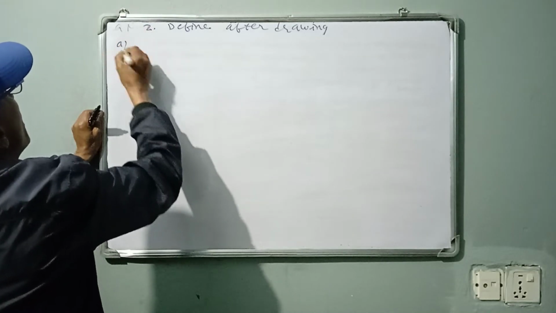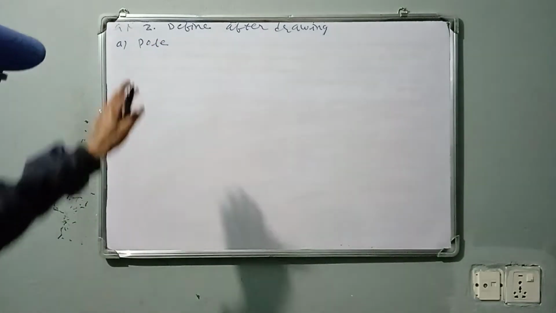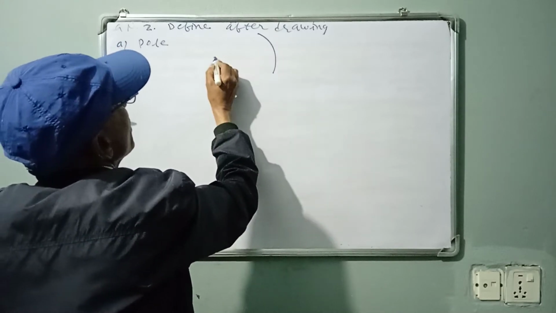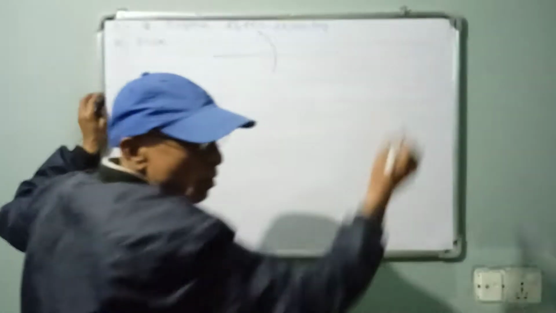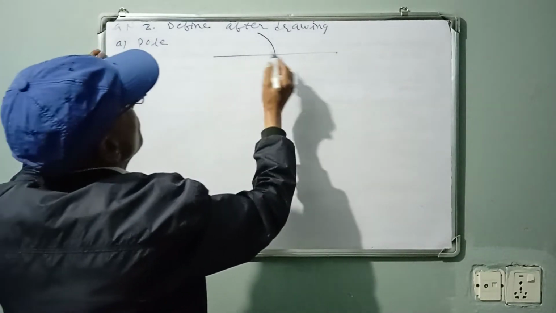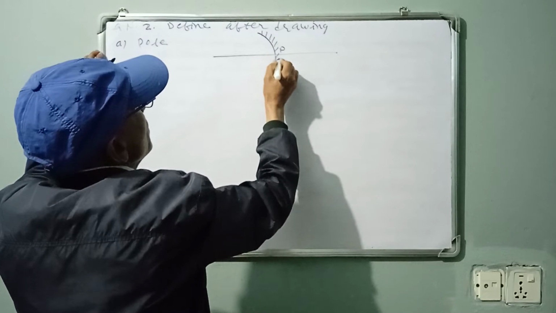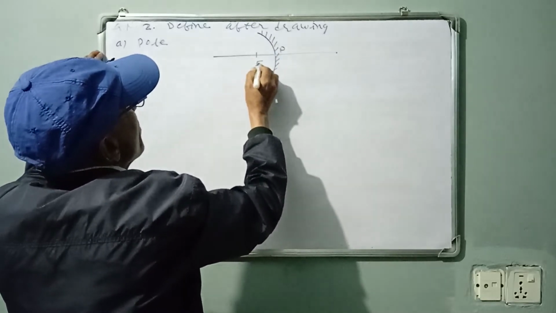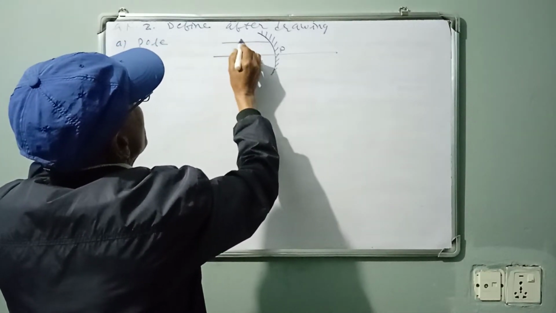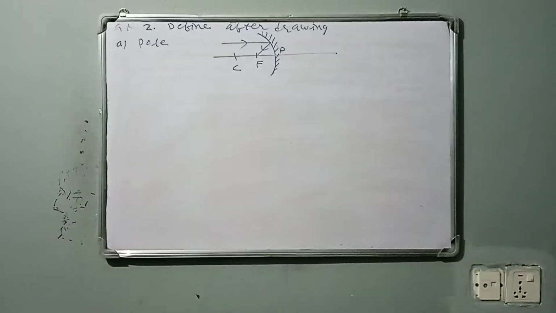Question number 2, pole. Here, the pole, first of all, let me draw a diagram of a mirror. See, this line is called the principal axis. So, first of all, it is better to draw principal axis, pole P, focus F, C for center, parallel ray, meets. Actually, what is a pole?